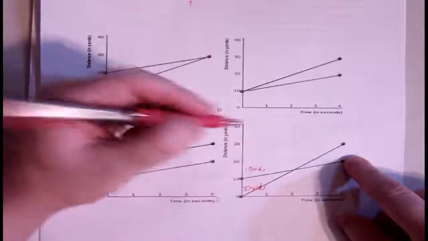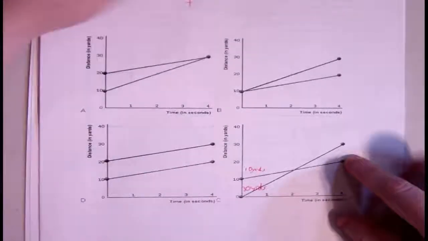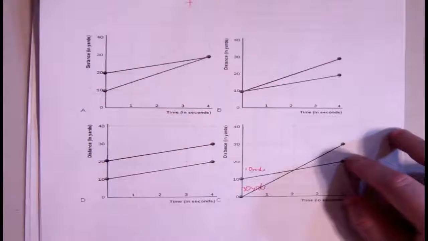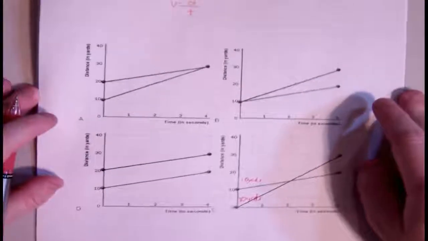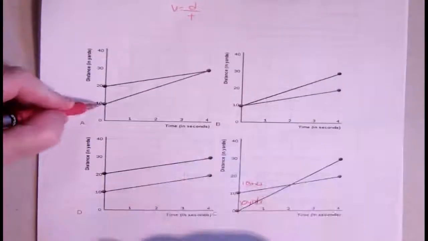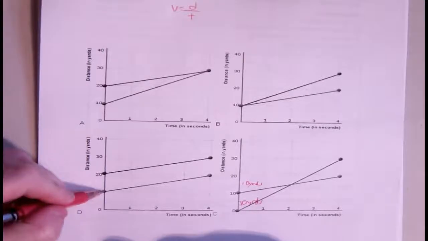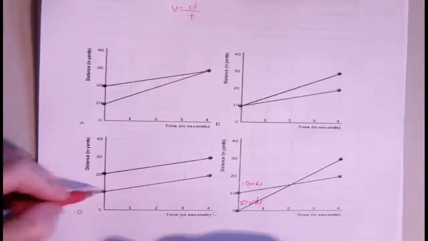So this one was clearly faster. But remember, we want same speed, right? So, I mean, you don't really have to look too far ahead for this one. This guy was faster than this guy. They started at different yard lines, but they're going the exact same speed.